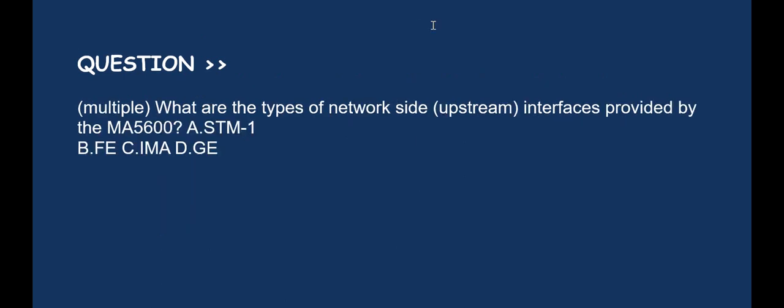Our next question is, what are the types of network side upstream interfaces provided by the MA5600? The options are option A, STM1, option B, FE, option C, IMA, option D, GE. The correct answers are option B and D.